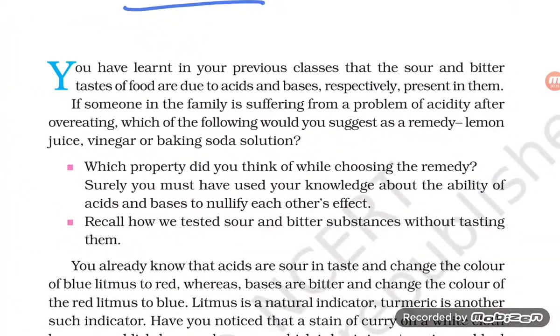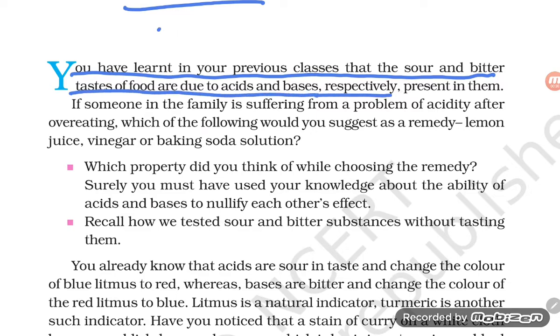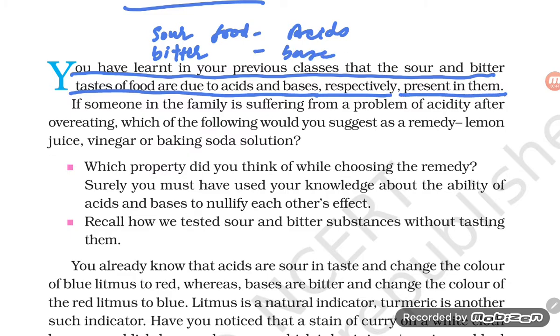So what they are saying in the book: you have learned in your previous classes that the sour and bitter tastes of food are due to acids and bases respectively. If the food is sour, that is due to acid, and if the taste is bitter, that is due to a base present in them.